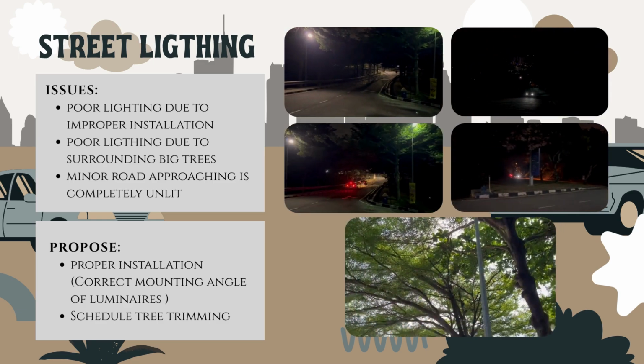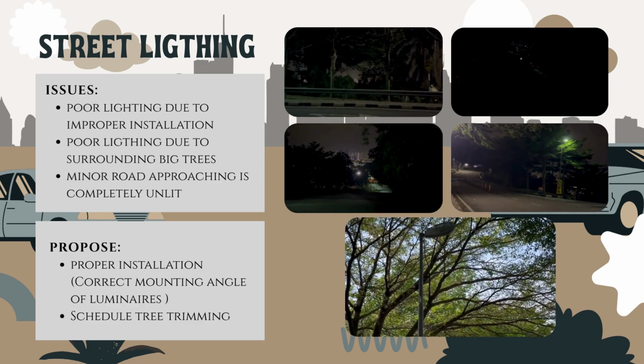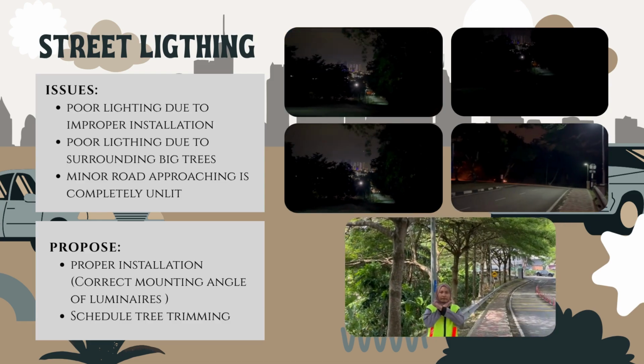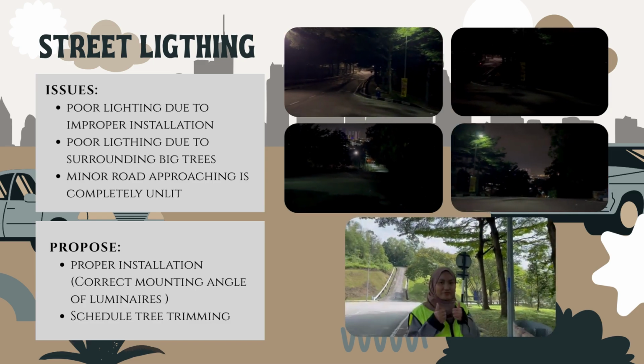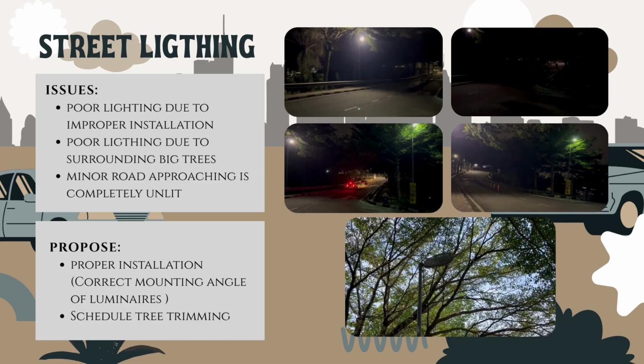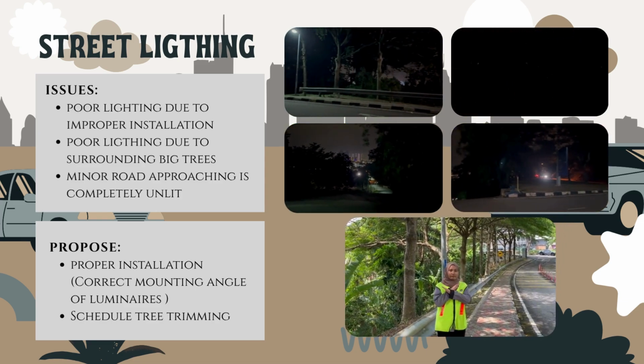The third issue is that there is a lane that lacks any form of illumination. Drivers may not notice the approaching junction or entrance, which might increase the risk of collision. It also poses security concerns for pedestrians or cyclists. It is recommended to install additional lighting.